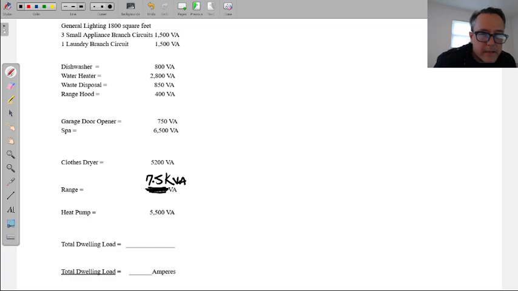Maybe they still do the entire house. But I remember when I did my journeyman exam, not only did they ask you for the entire house, they would just give you all of this and go, what's the size of the neutral? It's like, okay, here we go. That is a long way to go before I get to what size the neutral is.